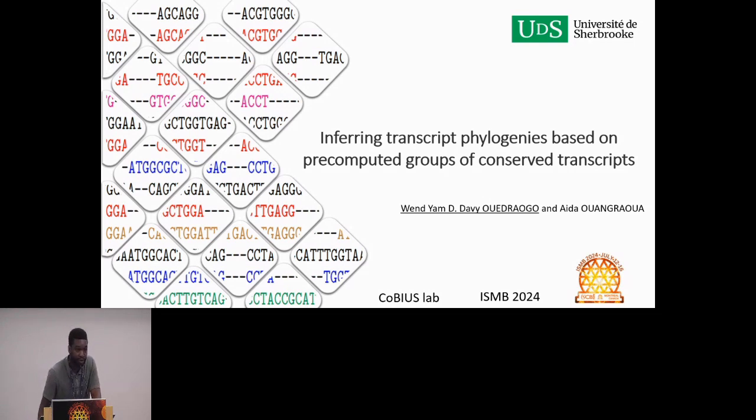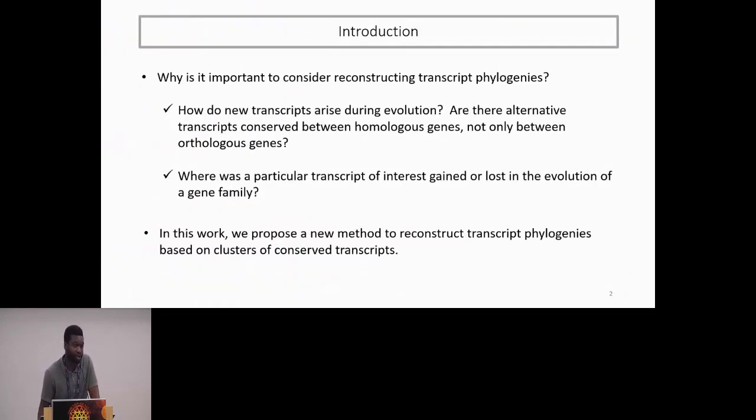So why is it important to reconstruct transcript phylogenies? We know that due to the alternative splicing mechanism, eukaryotic genes can produce many different transcripts. So reconstructing transcript phylogenies will help us to elucidate many questions about the evolution of these alternative transcripts. So how do new transcripts arise during evolution? Where was a particular transcript gained or lost in the evolution of a gene family?